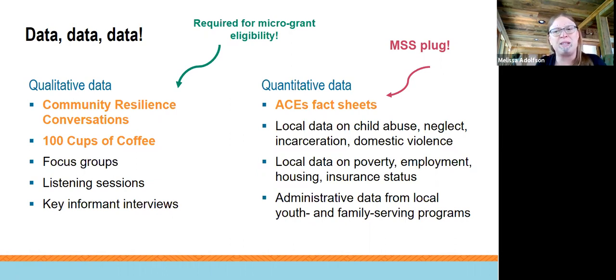also taking a look at any local data you have on child abuse and neglect, maybe some American Community Survey data, looking at poverty, housing, and then any administrative data you might have from area organizations that can all kind of help tell the big story and paint a full picture of community needs.